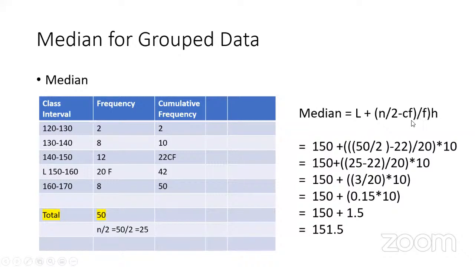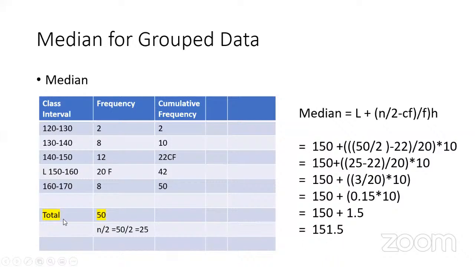10 would be like that only. So first you need to do n by 2 minus F. After that, you have to divide it by F, and then multiply with 10, and then come back to adding it to the L. So 151.5.